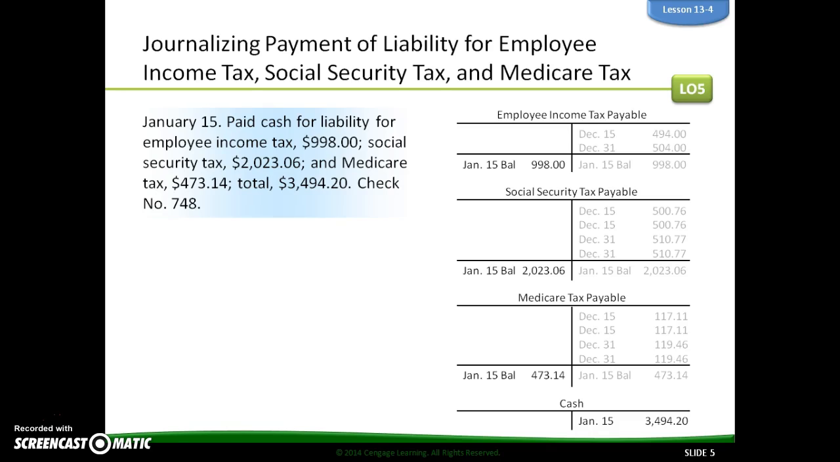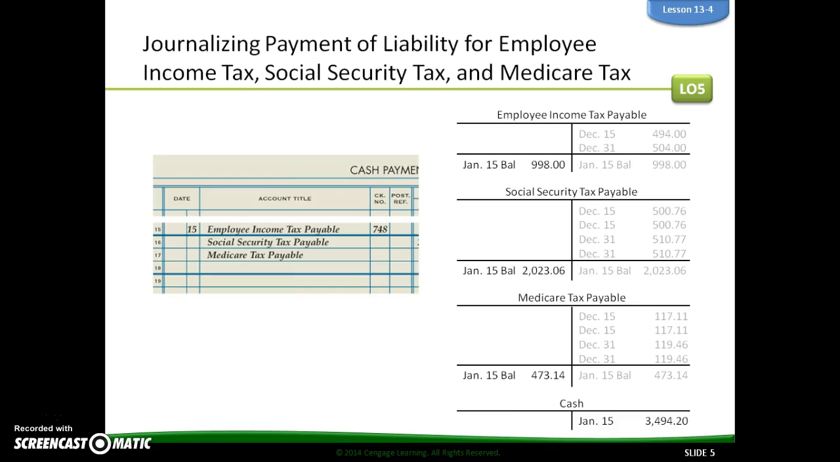We're going to do the same thing for Social Security tax and Medicare tax, and then we're going to go ahead and credit cash. As you're looking at these T accounts, you can see we had several payrolls that we are depositing for on January 15th. So our December payrolls, the 2 December payrolls, we're doing the deposit for on January 15th.